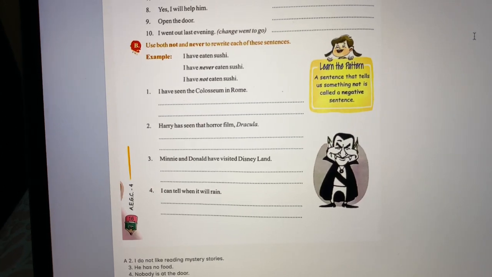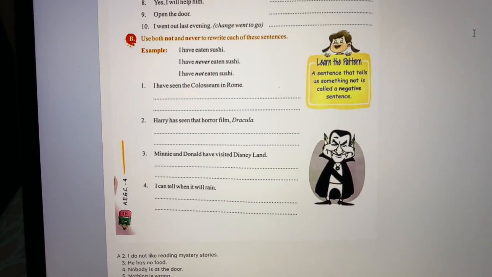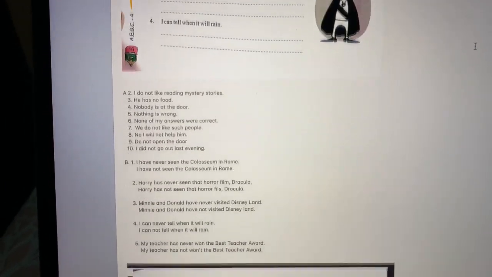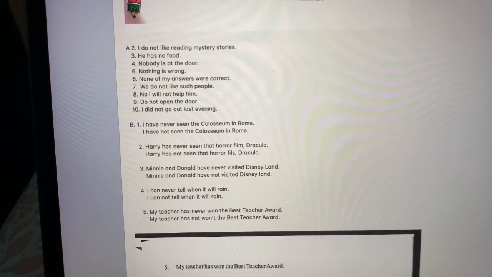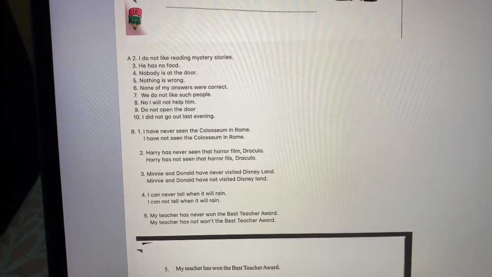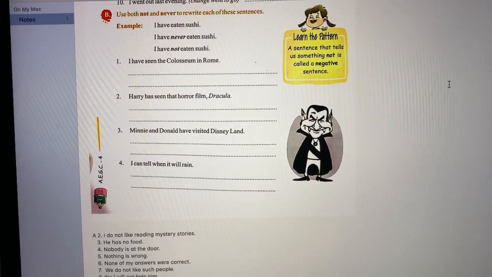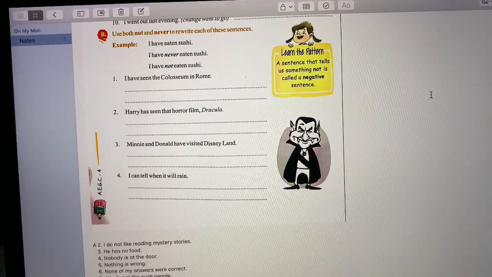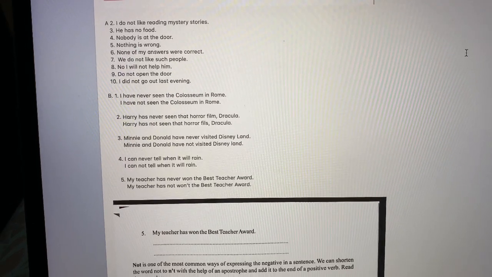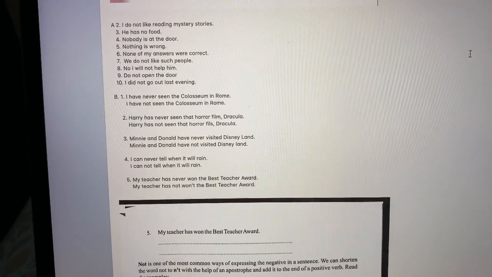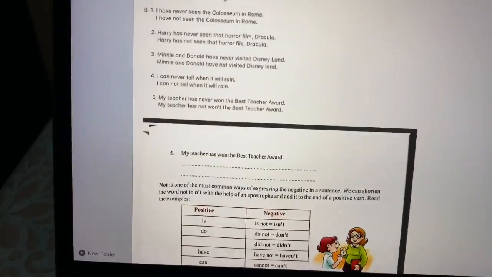Okay. So for the first one we have, I have seen the Colosseum in Rome. Okay. In order to change this to a negative sentence, it will be I have never seen the Colosseum in Rome and I have not seen the Colosseum in Rome. Okay. Then we go to the second one. It says Harry has seen the horror film Dracula, right? In order to change this using never and not, it will be Harry has never seen that horror film Dracula and Harry has not seen that horror film Dracula. Okay.